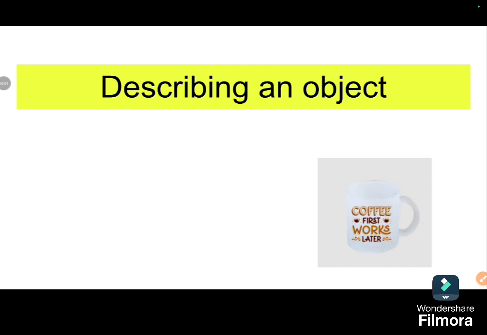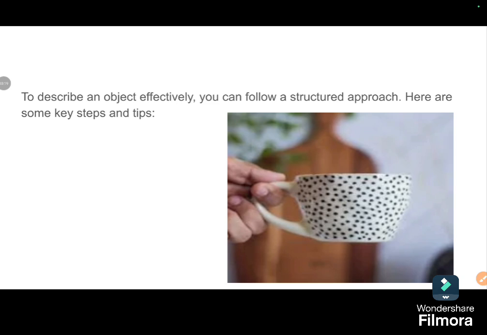In this video I am going to talk about describing an object. How do you describe things? When you find something like a phone, table or a house or whatever, how do you describe it? Let's see, there is a structured approach. There are 5 things you're supposed to remember.